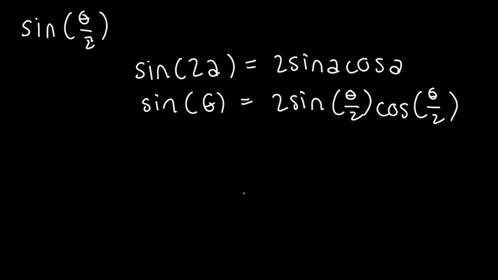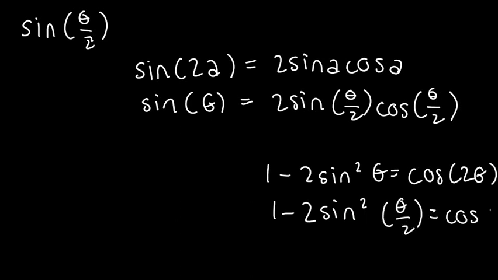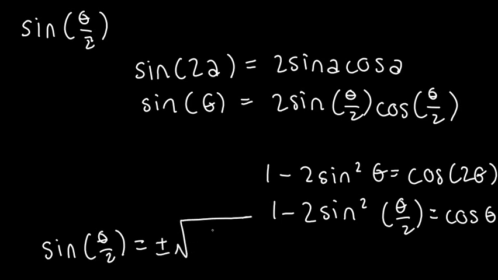And as we remember, we have that 1 minus 2 sine squared theta is equal to cosine of 2 theta. And so that means that 1 minus 2 sine squared of theta over 2 is equal to cosine of theta. And so that means that sine of theta over 2 is equal to, if we isolate the sine squared and then take the square root of it, plus or minus the square root of 1 minus cosine theta all over 2. So these are the half angle identities of trigonometry.